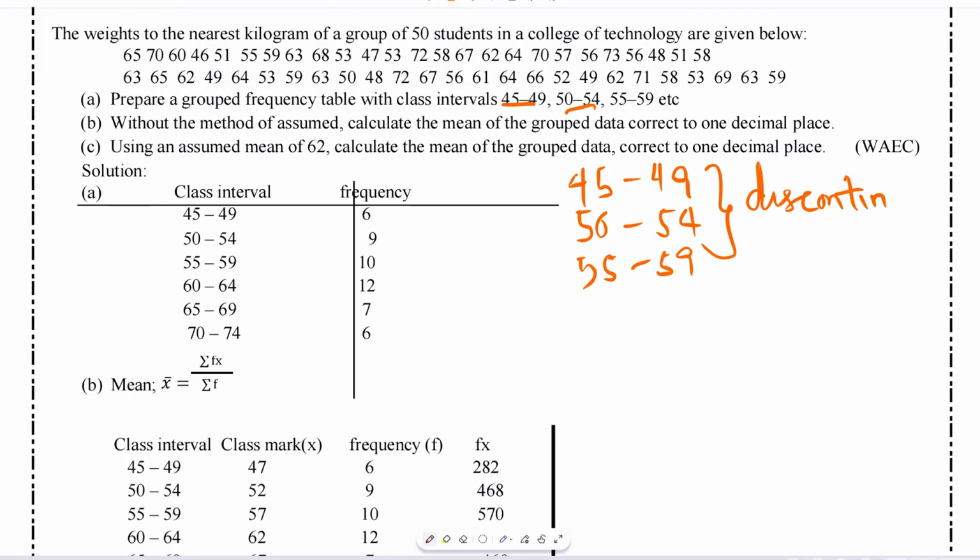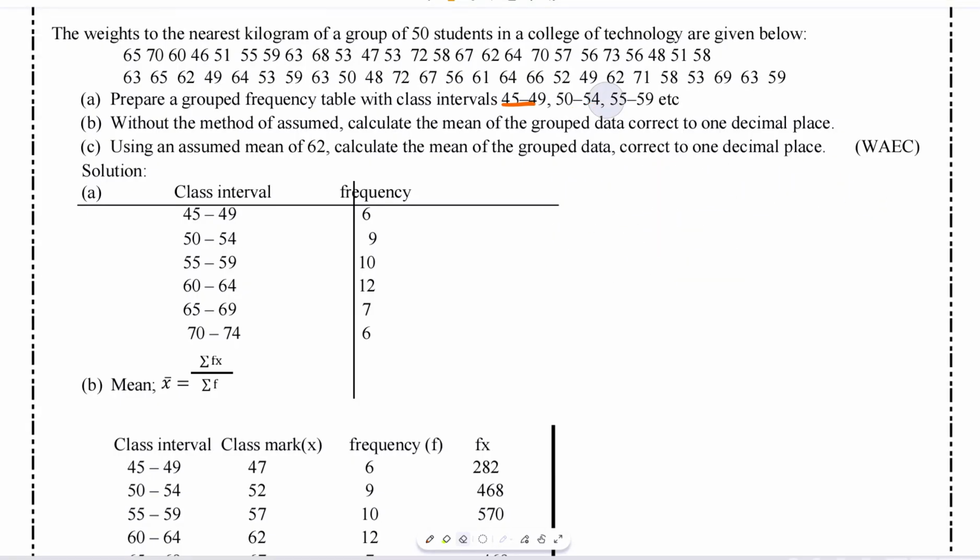Now if you look at this, we need to be very, very careful when you are dealing with this particular thing. You want to count 45 to 49. 45 to 49 means you're going to count every number from 45 to 49. So let's count together.